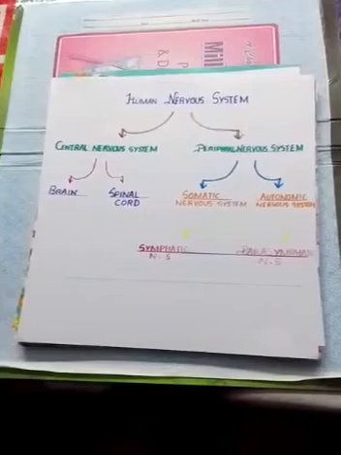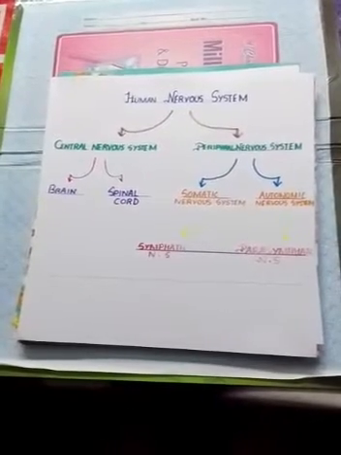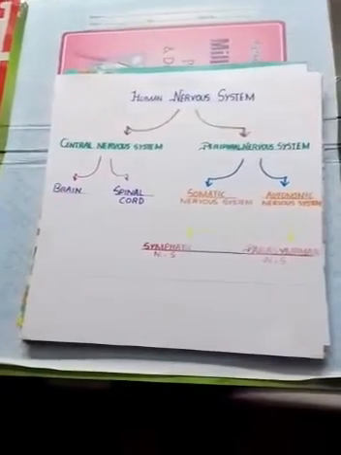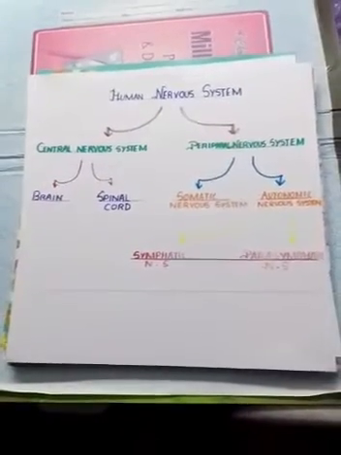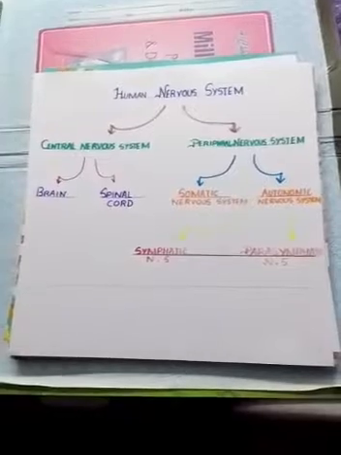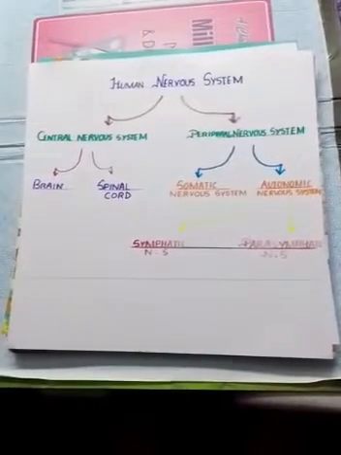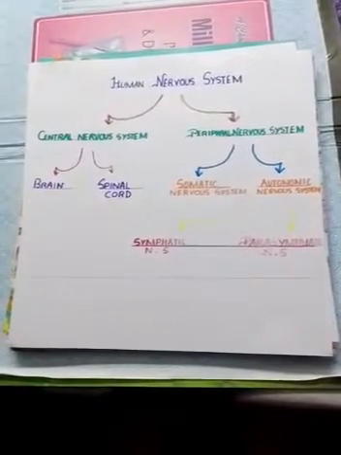As you know, the human nervous system is divided into central nervous system and peripheral nervous system. The central nervous system is further divided into brain and spinal cord, and the peripheral nervous system is divided into somatic nervous system and autonomic nervous system. The autonomic nervous system is further divided into sympathetic and parasympathetic nervous system.